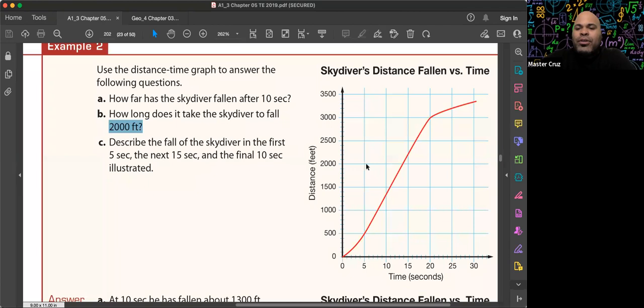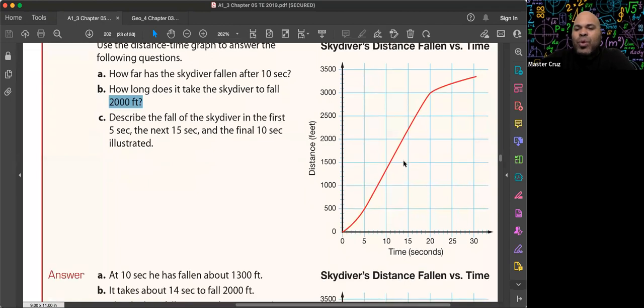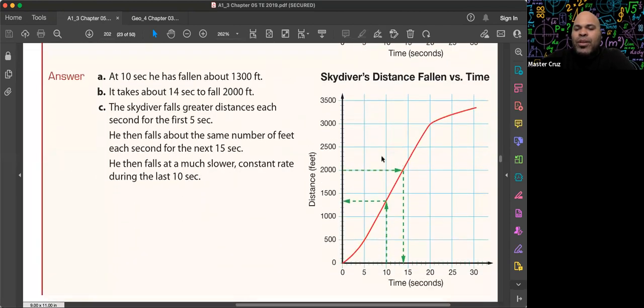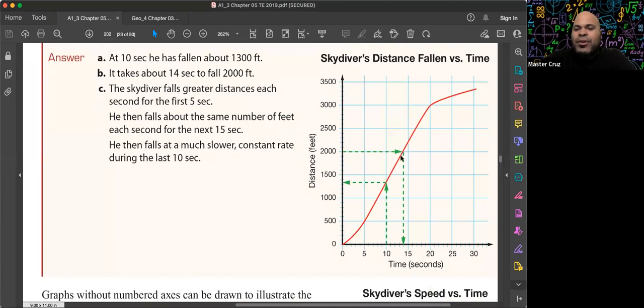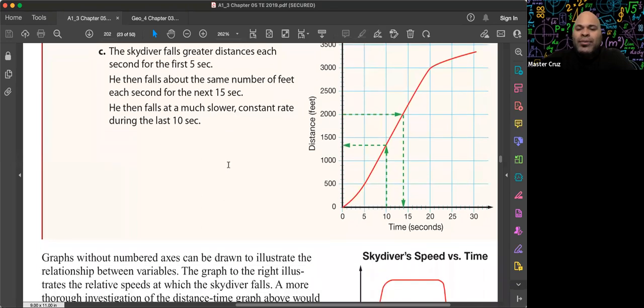And then I'm going to follow this until I find my graph. And the graph is right here in the red. And the question is, what is the y value? Well, if I'm at 2,000 and I'm here, it looks like the x value corresponding to that is somewhere around 14 seconds. So it takes about 14 seconds to fall 2,000 feet.